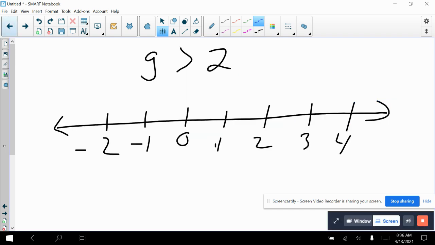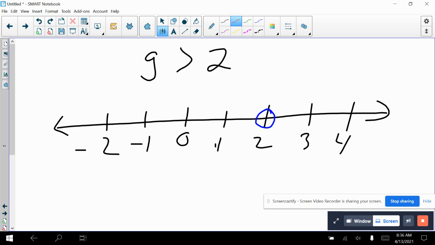Okay, so going back here, g is greater than 2. So we're going to put an open dot on the graph on 2. Now, we're not done yet because we have to represent all of the solution set, all of the answers per se, that satisfy g is greater than 2. Is that going to the right of the dot or to the left of the dot? To the right, okay?